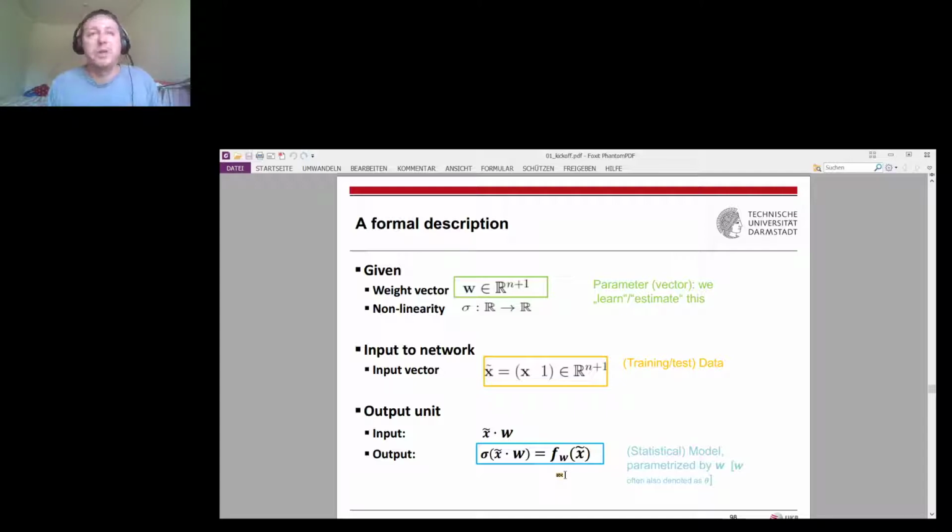In neural network terminology, we often call it w. A little bit outside of neural networks, the parameters are often denoted as theta. And this is our model. In terms of the perceptron, it's a very simple model, but there are also more complex mathematical models that we'll see later on when we have more elaborate and more complicated neural networks.